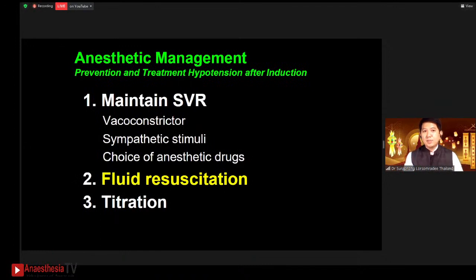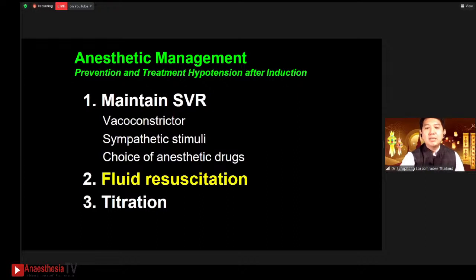And another is, if we would like to prevent hypotension after induction, how can we do that? We can have many choices. The first choice, we just maintain the SVR, like giving some vasoconstrictor or sympathetic stimulation, or we can adjust the choice of anesthetic drug to use another, for example, mixed with ketamine or something. And the second choice, we just give fluid resuscitation or just titrate the propofol or another medication for light anesthesia.